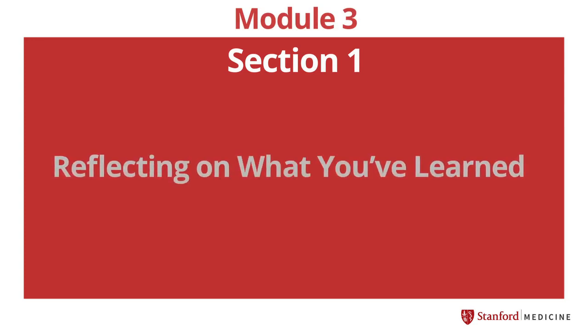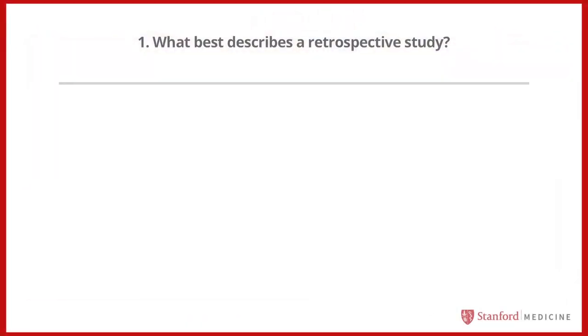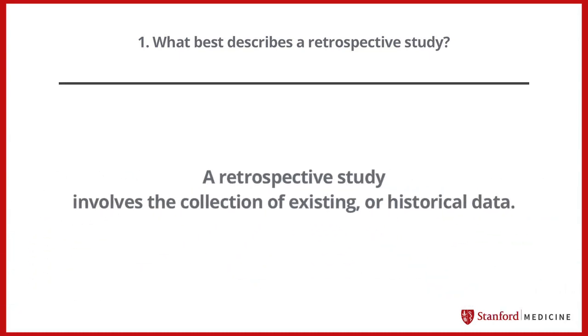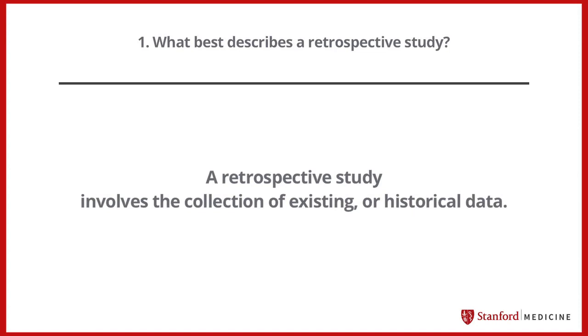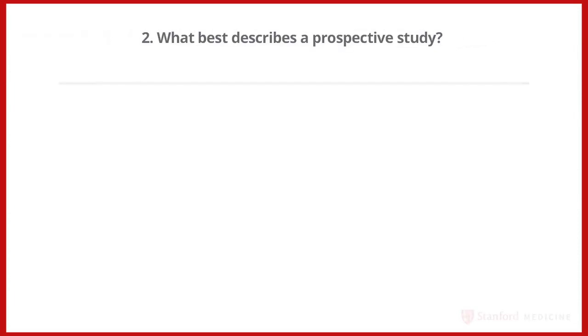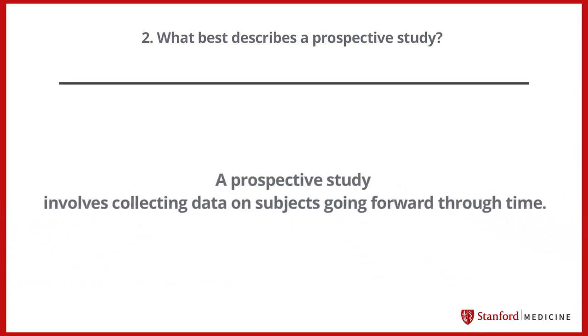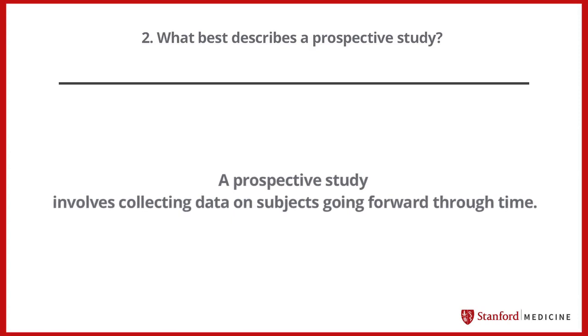Now we'll ask you to reflect on what you've learned. What best describes a retrospective study? A retrospective study involves the collecting of existing or historical data. What best describes a prospective study? A prospective study involves collecting data on subjects going forward through time.